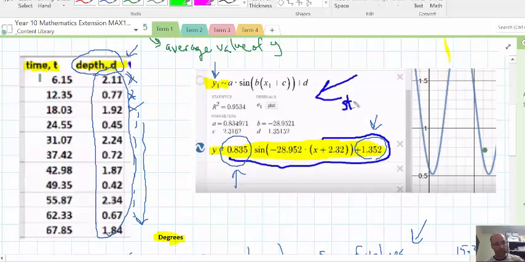Looking at the data, we're interested in this column here. The first one we're going to do is 12.35 minus 6.15. If you do that, that comes out as 6.2. Then we're going to look at the next pairing, and that would be 18.03 minus 12.35, and if we do that, we get 5.68. And so on till we get to the bottom.